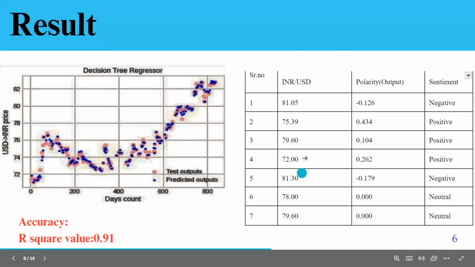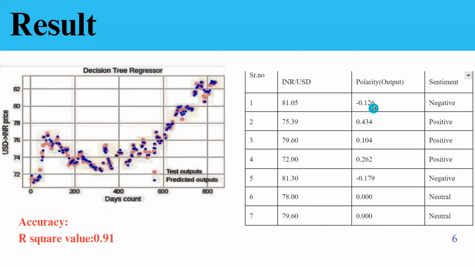So as you can see, 81.5 reflected a polarity of minus 0.126. A negative value indicates a negative sentiment, and 0.00 indicates a neutral sentiment. The values fluctuate from minus 1 to 1. Positive sentiment is in between. Any positive score indicates positive sentiment. So this is a brief overview of all the results that were obtained and compiled.